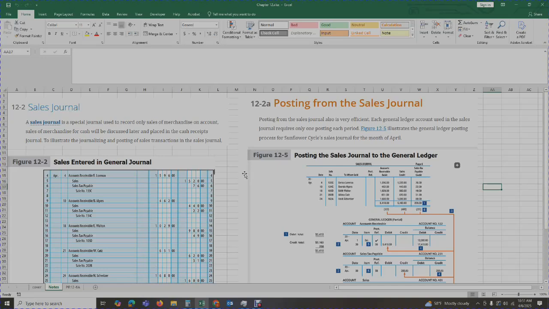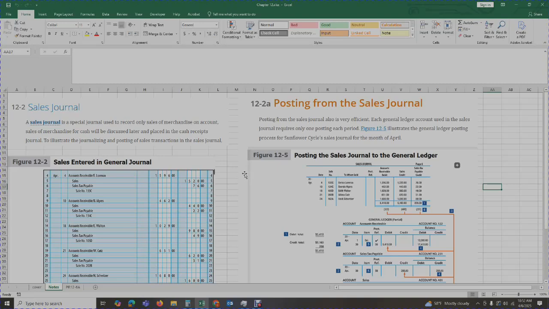Okay, now it becomes a tedious process if we record every single entry as it happens. So a sales journal basically facilitates the posting of transactions. So instead of posting 50 or 100 transactions, depending on how many individual sales transactions you have, we create a summary, we create a sales journal, and from that journal we go ahead and we post the information to our ledgers.